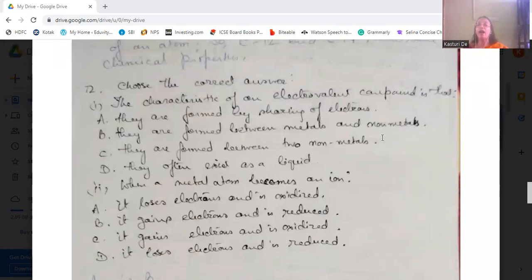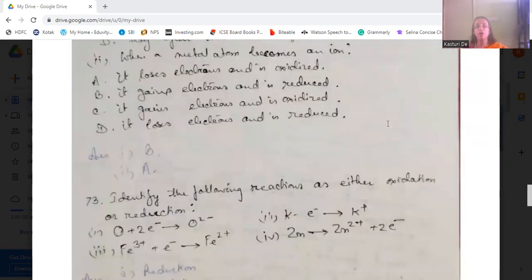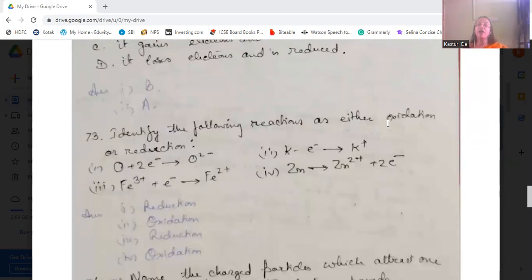Now, when a metal atom becomes an ion, it will lose its electrons and it will become oxidized. By losing electrons, it will become oxidized. Now, identify the following reactions as either oxidation or reduction. The first reaction, O plus 2e minus becomes O2 minus. So it will gain electrons. If it gains electrons, that means it is a reduction process.